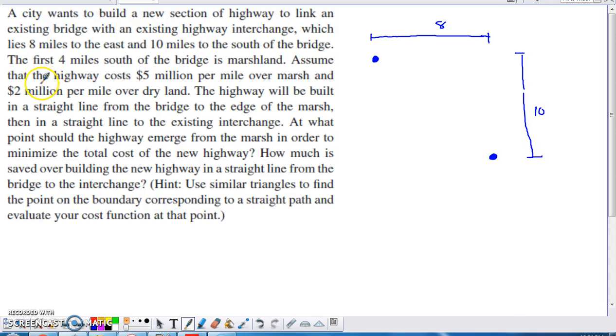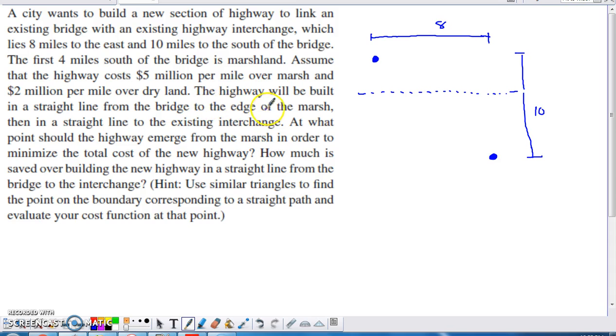It goes on to tell us that the first 4 miles south of the bridge, so here's the bridge, the first 4 miles south of the bridge are marshland. So we've got marshland right here, we've got dry land right here. It costs a lot of money, $5 million per mile, to build the highway on the marsh. It still costs a lot of money, but significantly less per mile to build on the dry land.